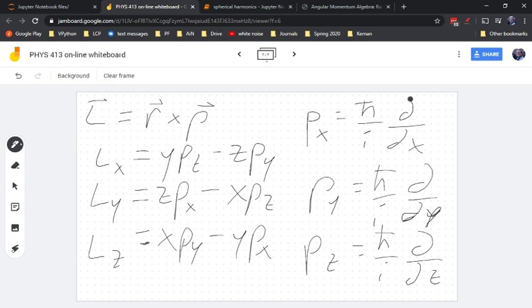These are partial derivatives because x, y, and z are all independent variables. So anyway, these are our quantum mechanical angular momentum operators. This is kind of the starting point for talking about angular momentum.